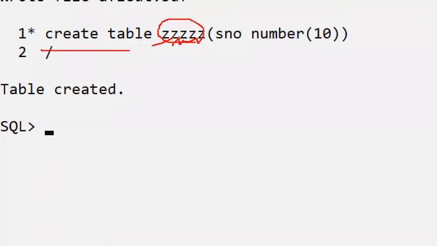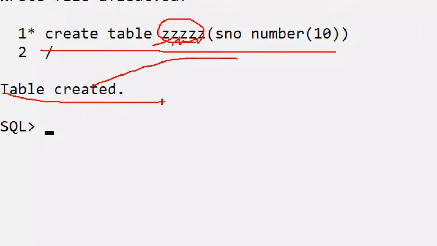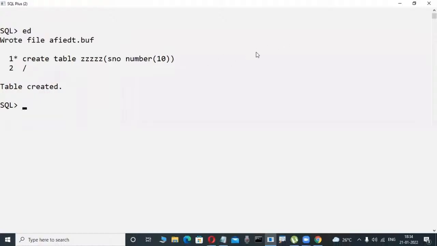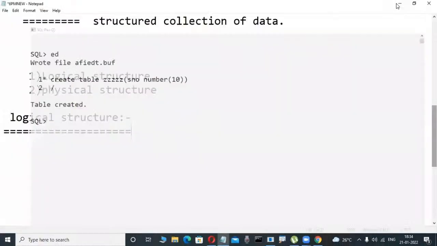The table I'm creating is only in my Oracle database, or SQL Server database, or MySQL database. Okay, fine. The table is created. Slowly observe it here. This table is created.